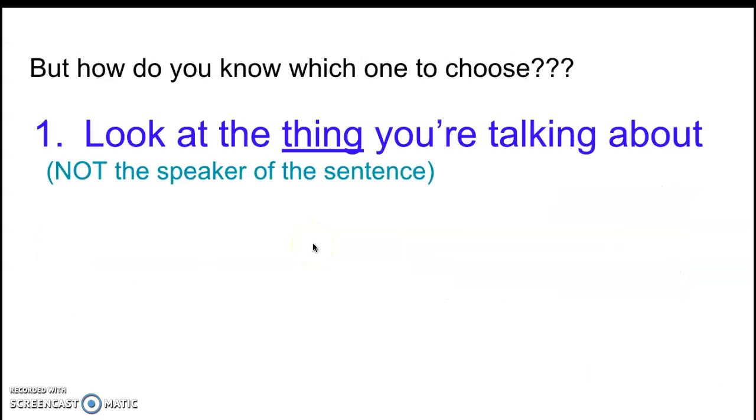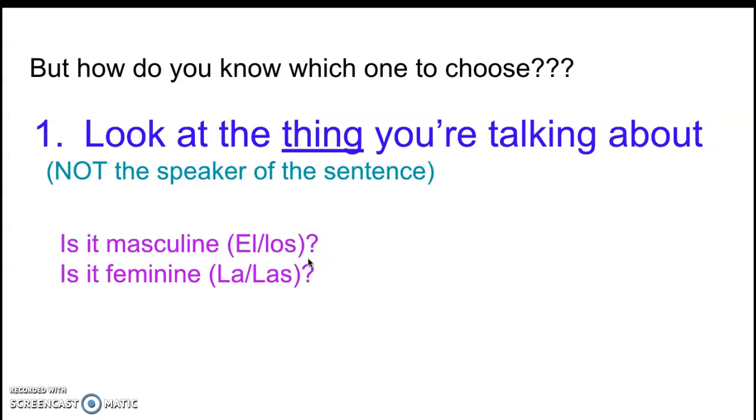So, how do you know which one to choose? First, you look at the thing that you're talking about or that you're pointing at. Don't think about the speaker of the sentence. If I'm the speaker of the sentence, I'm always going to be feminine and singular. I can't make multiple of myself. So don't look at the person pointing or saying this, that, those. Look at the thing that they're talking about. And you ask yourself, is it masculine in Spanish? Does it have el or los? Or is it feminine? Does it have la or las? And then, is it singular or plural? We need to know these things for Spanish. Masculine, feminine, and then singular or plural.